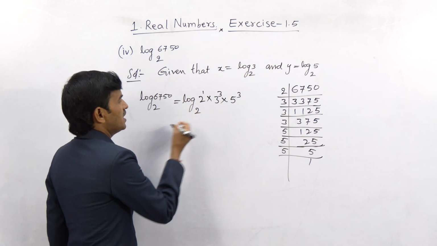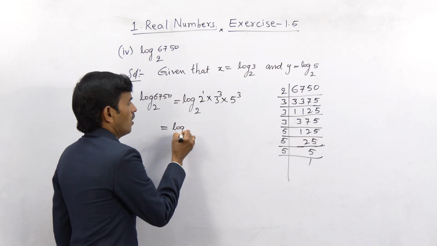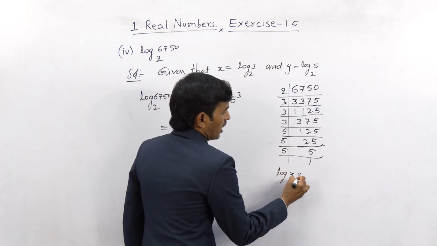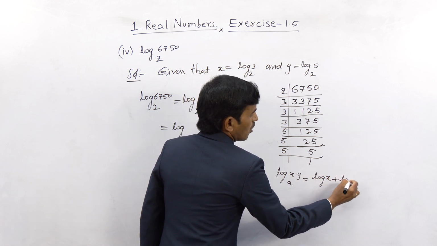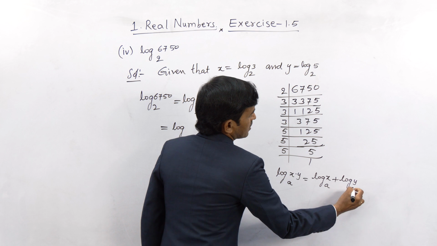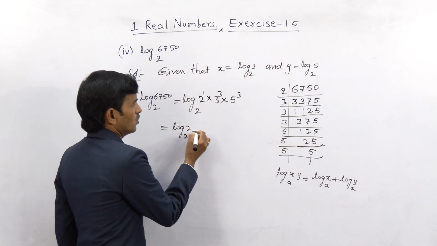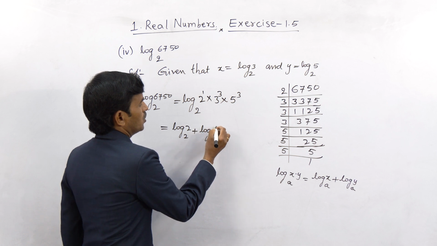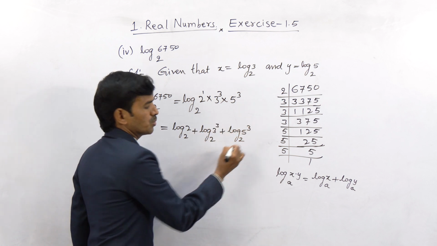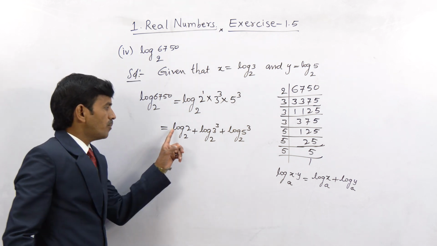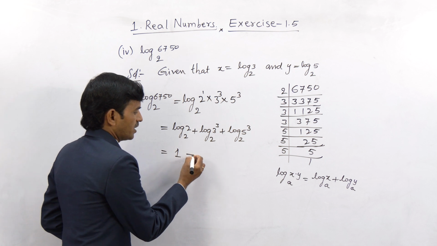Now we can expand this according to the product rule. What is the product rule? Log of x into y to any base is equal to log x plus log y to the same base. So that is log 2 to the base 2 plus log 3 cube to the base 2 plus log 5 cube to the base 2. Here the log 2 to the base 2 value, as we know, is 1.